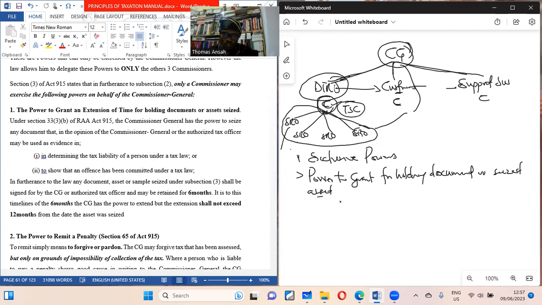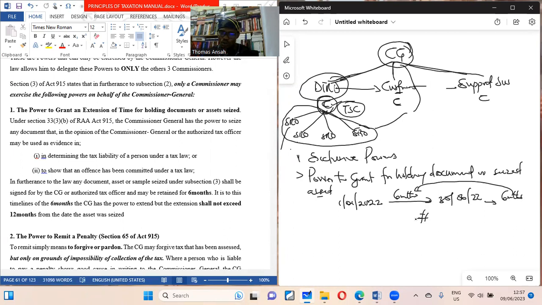So if the asset was seized on, let's say, January 1, 2022, the Commissioner General can seize the asset up to 30th June 2022. All right. But the law empowers him, that is what we call the exclusive powers, to extend this 6 months period for another six months. But this 6 months plus this 6 months together should not exceed what? It should be less than or equal to 12 months. So it should not be more than 12 months from the day it was first seized. So it cannot exceed 31st December 2022. So that is the implication. All right, so that is the first one.